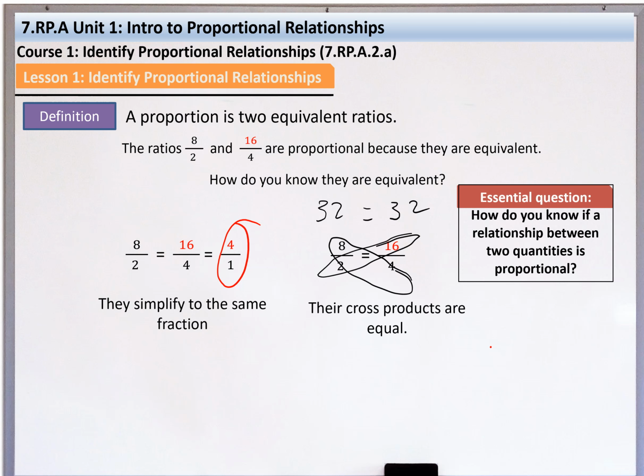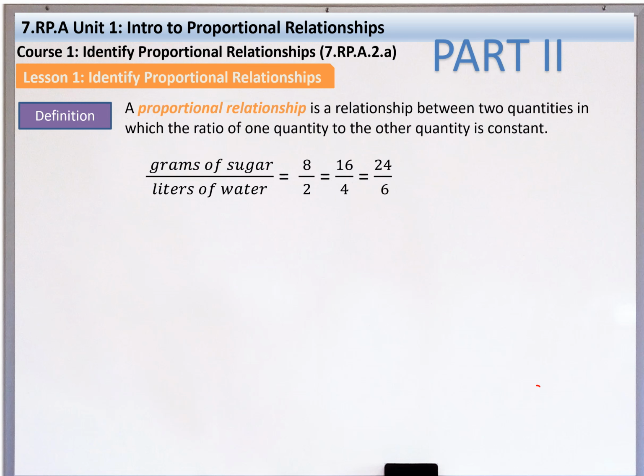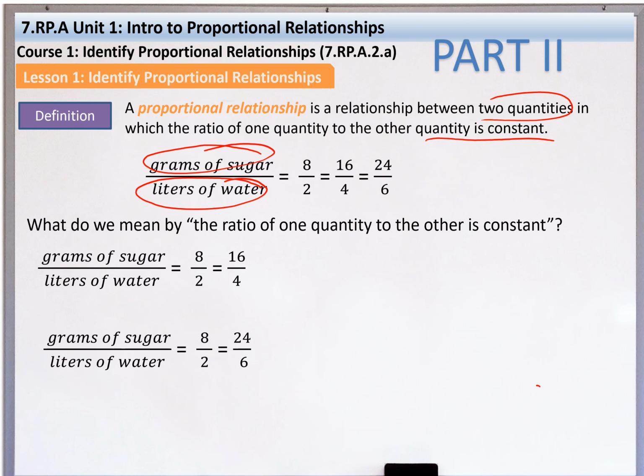That's a proportion, because our actual question is, how do we know if a relationship between two quantities is proportional? So what does proportional mean? Well, the real technical definition is, it's when the relationship between two quantities, like sugar to liters of water, is constant. How do we know if it's constant? Well, if you remember, I guess it was sixth grade, they talked about a scale factor.